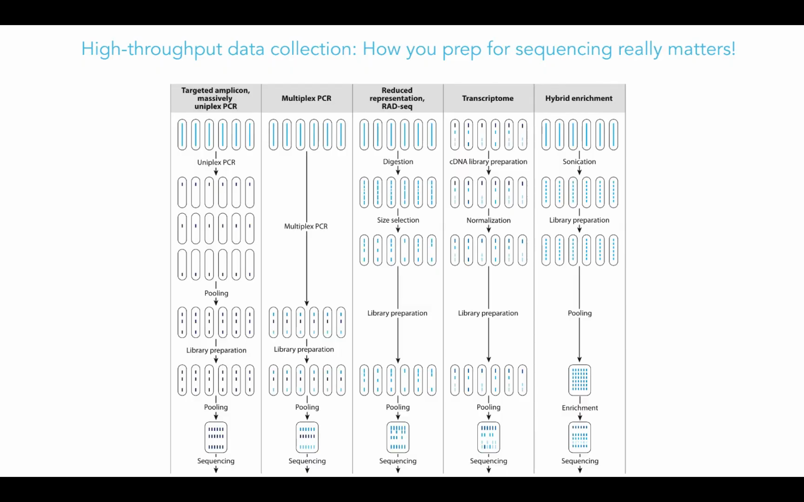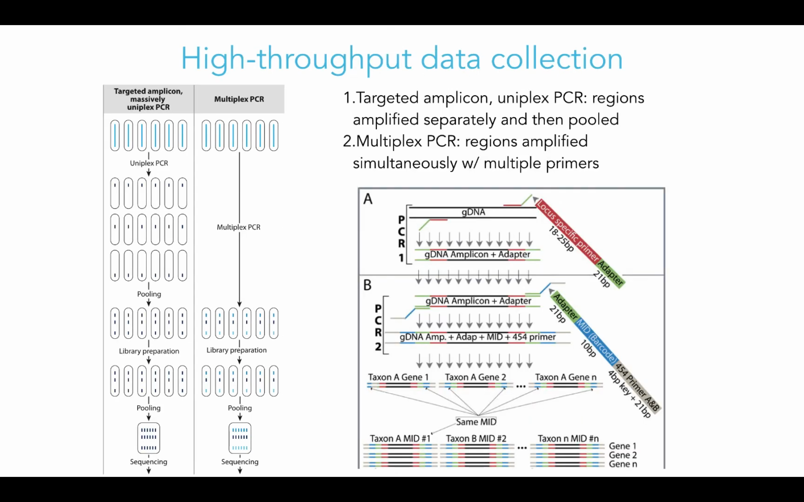So those are the main ways we get next-gen sequencing data. But it's important to think about what you're going to sequence. And so how you prepare your data for sequencing really matters. There are all sorts of different ways to prepare your data for the same type of sequencing that will give you totally different pieces of information. So you could do things like targeted amplicon sequencing. You could do RAD-seq. You could sequence the transcriptome. You could do hybrid enrichment. And I'll talk about those.